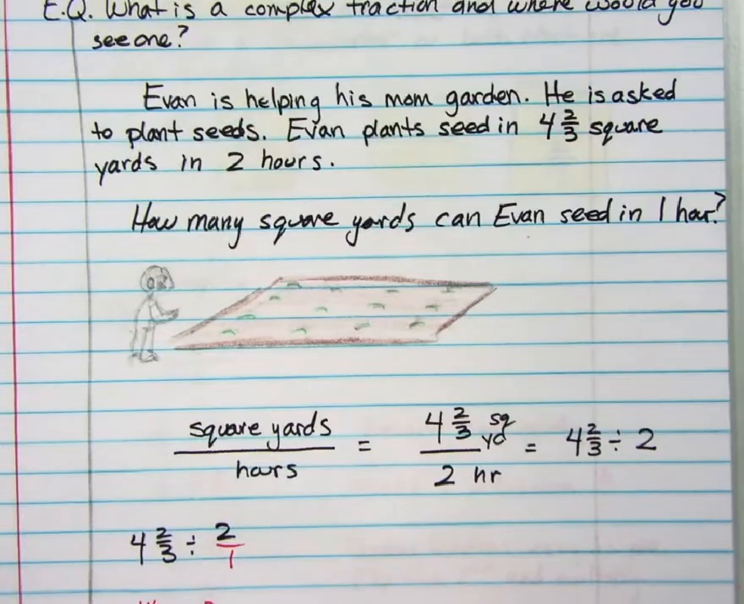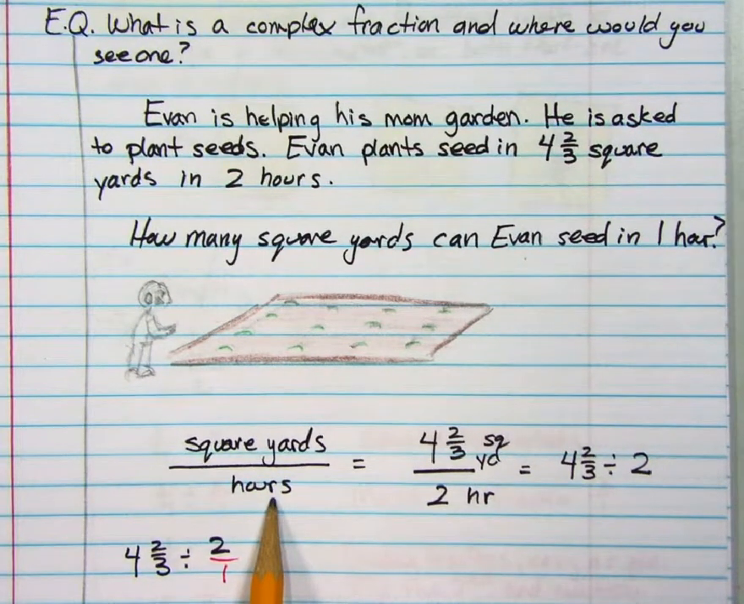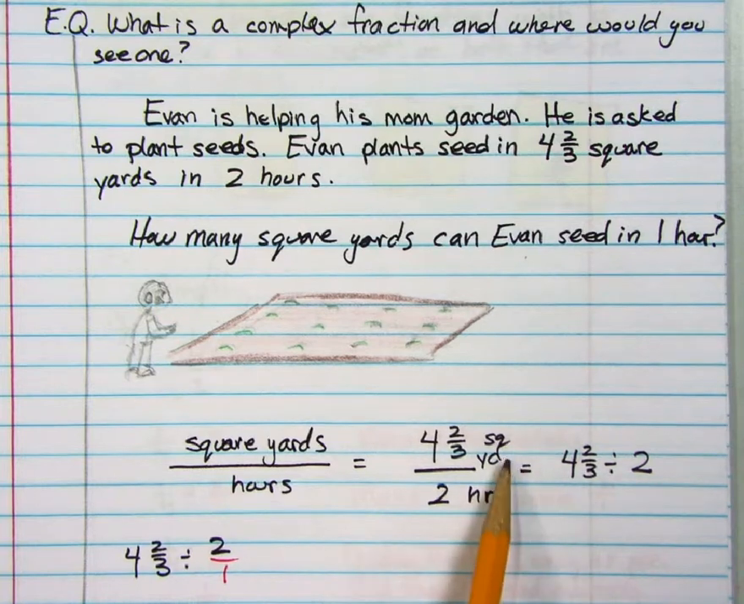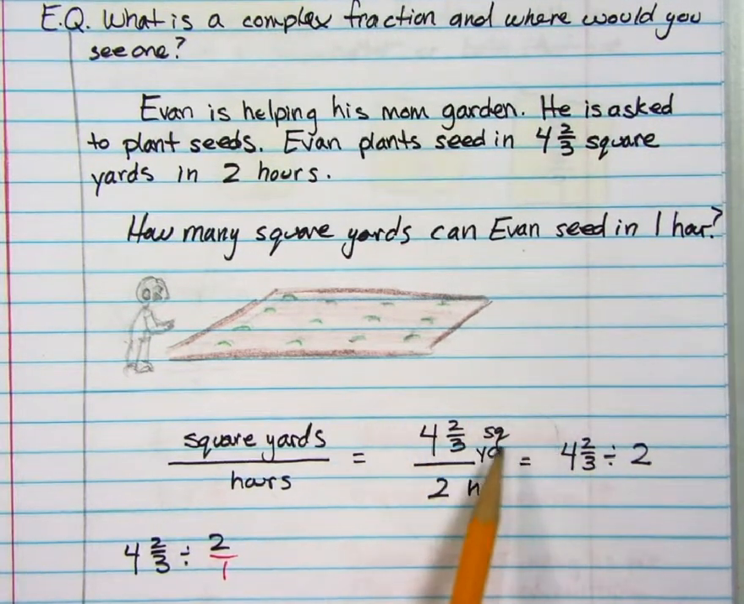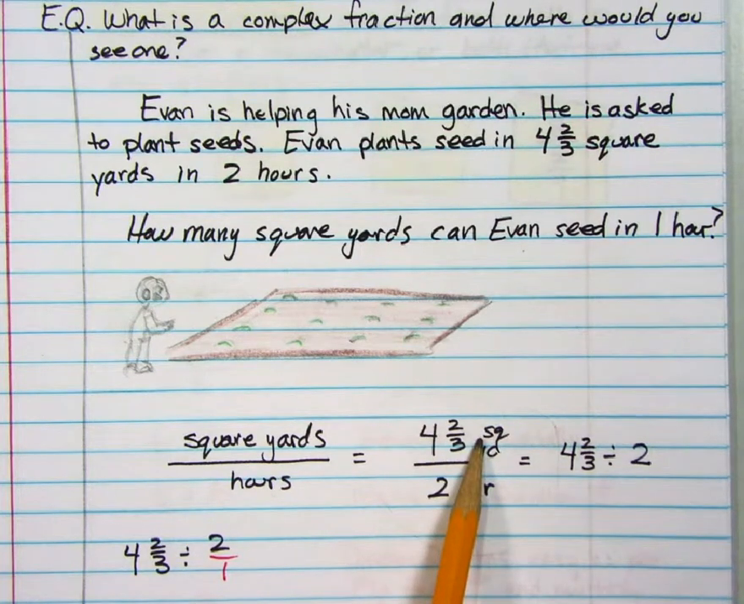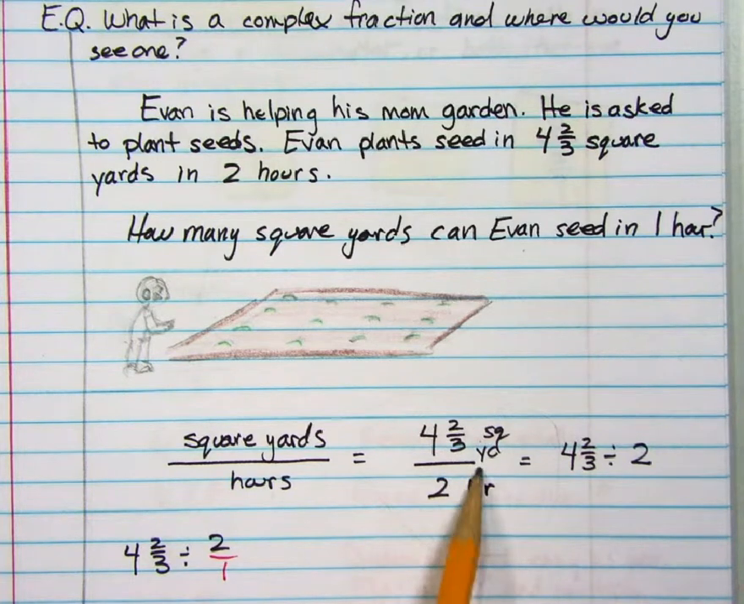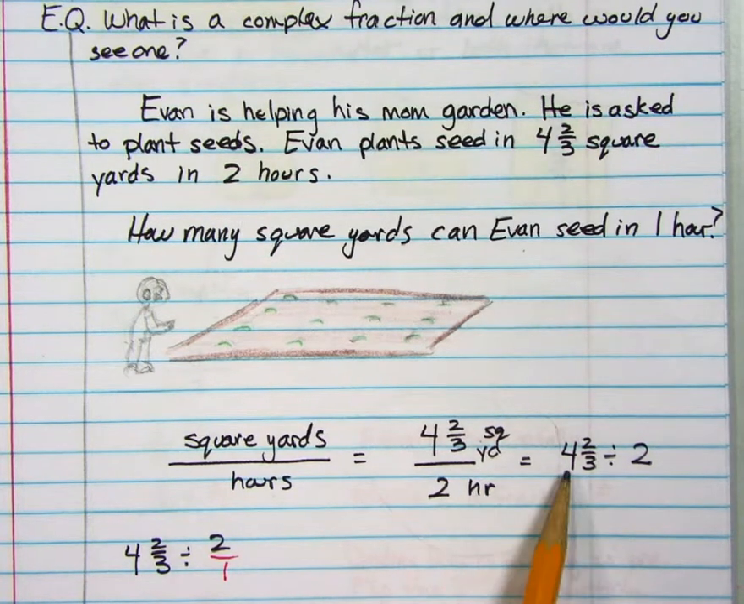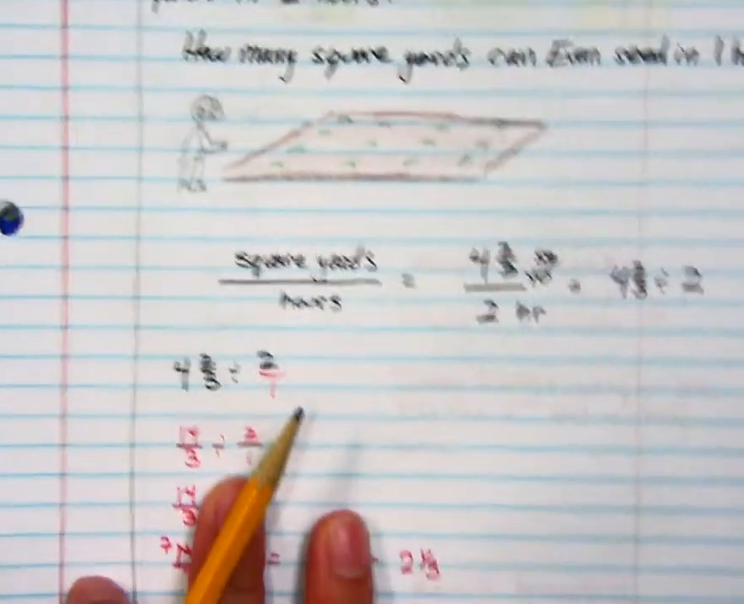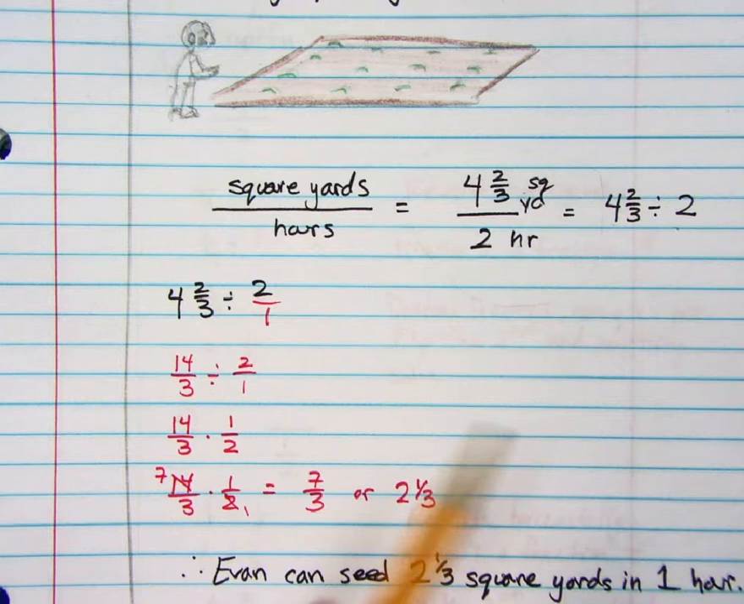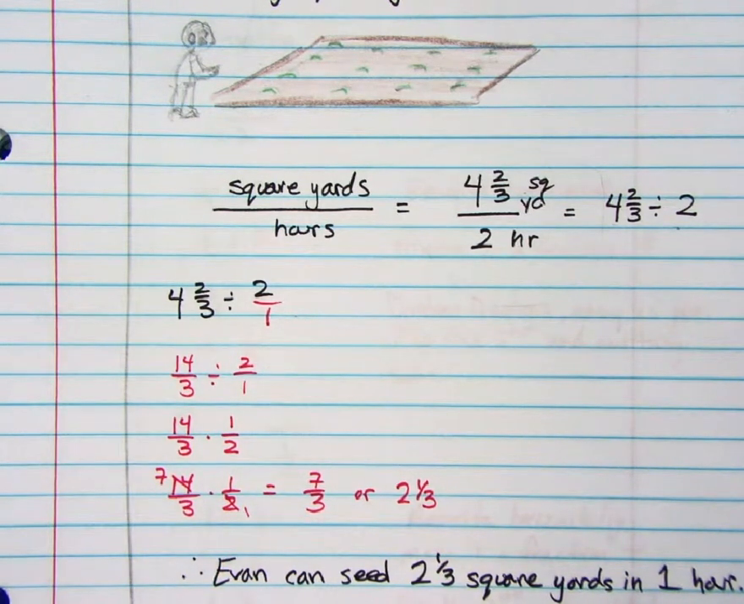So take a look at my example here. I know that the square yardage divided by hours gives me my unit rate. So here's my problem. Here is a complex fraction. Why is it complex? Because I have a fraction within a fraction. So I've got 4 2/3 divided by 2 hours. So I have to write it out horizontally. And then I think to myself, well, we can only divide fractions if they're both fractions. So I do that here. Change that to 2/1. Write down my steps here.